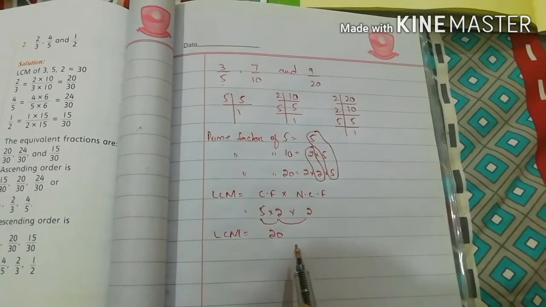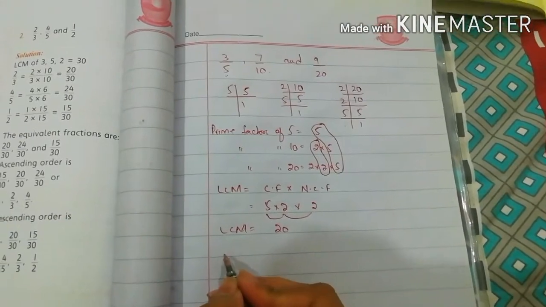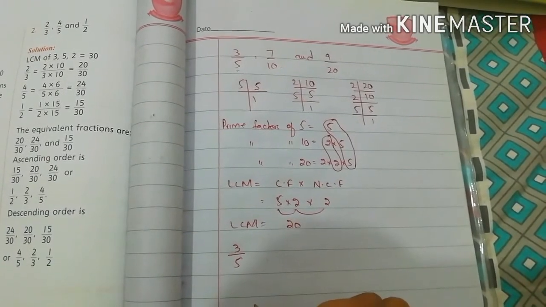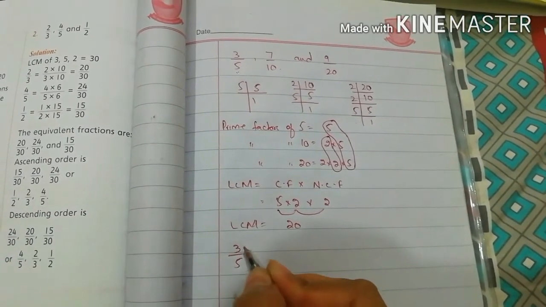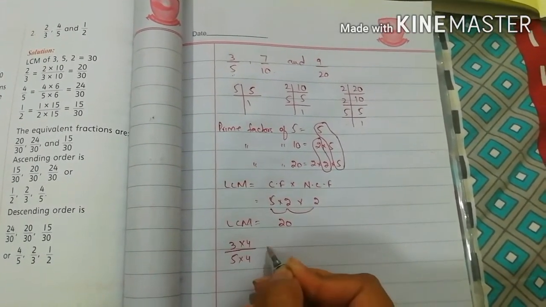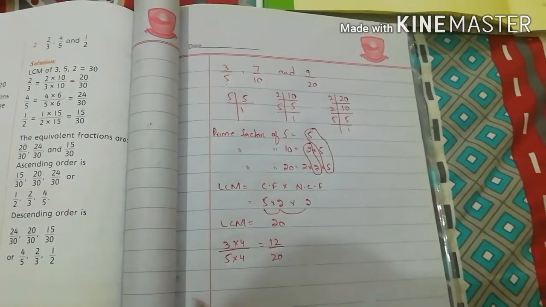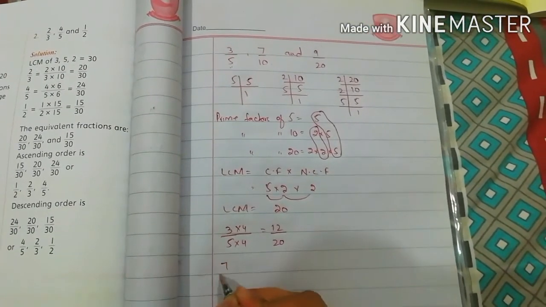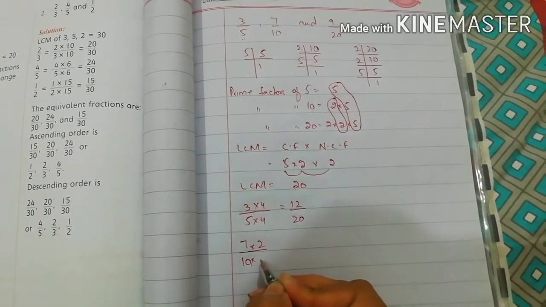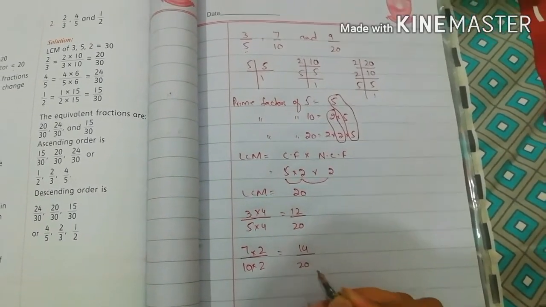LCM is 20. अब हम लोग इन फ्रैक्शंस के डिनोमिनेटर सेम करेंगे. So the first fraction is 3 by 5. Now we will multiply by 4 both numerator and denominator. 3 4s are 12 and 5 4s are 20. And the second fraction is 7 by 10. We will multiply by 2 both numerator and denominator. 7 2s are 14 and 10 2s are 20.